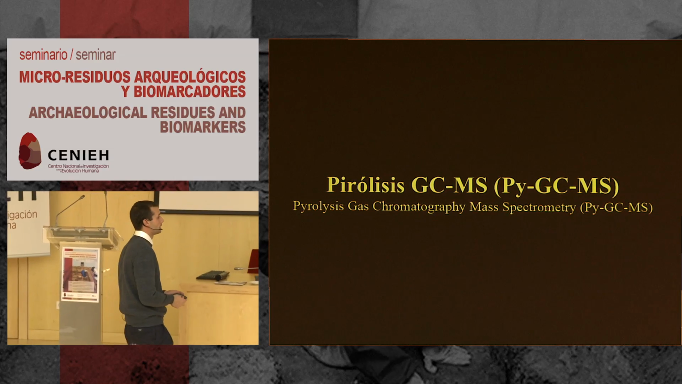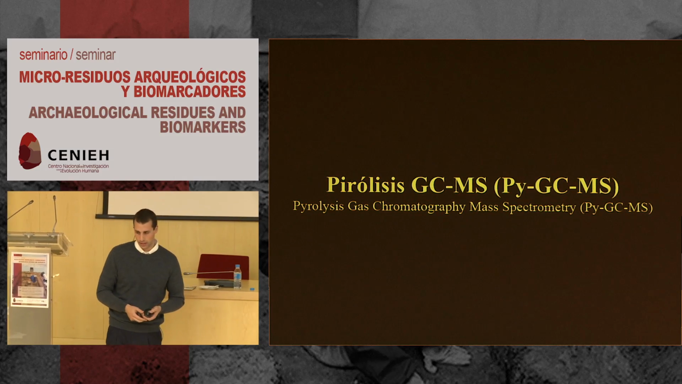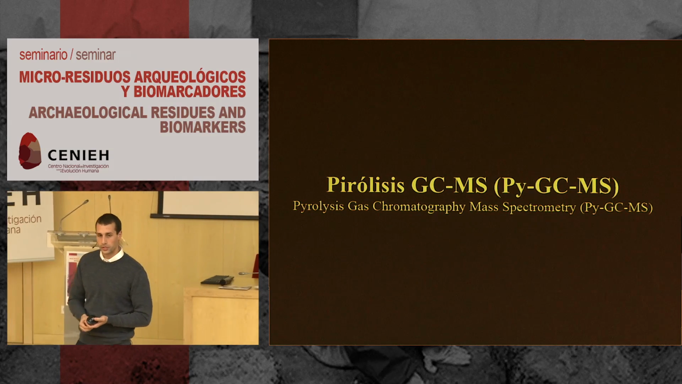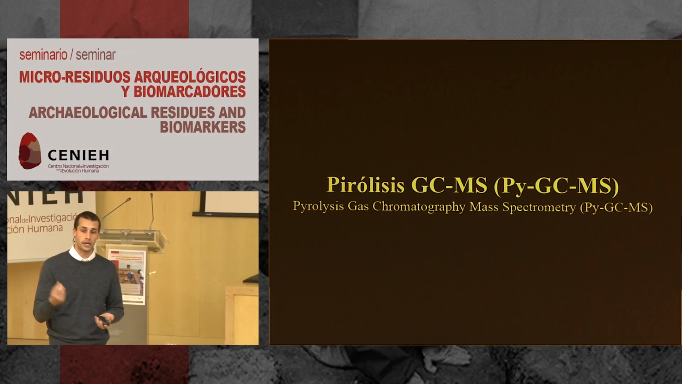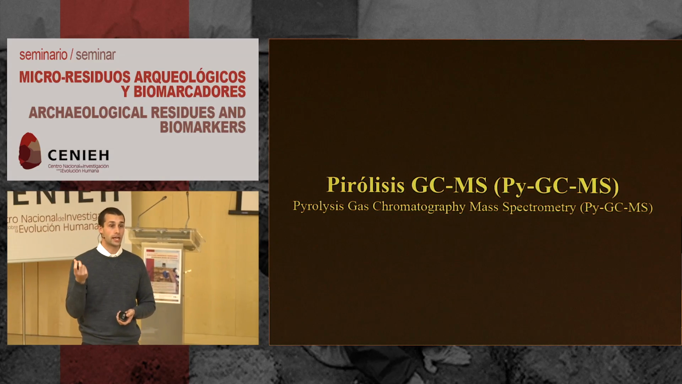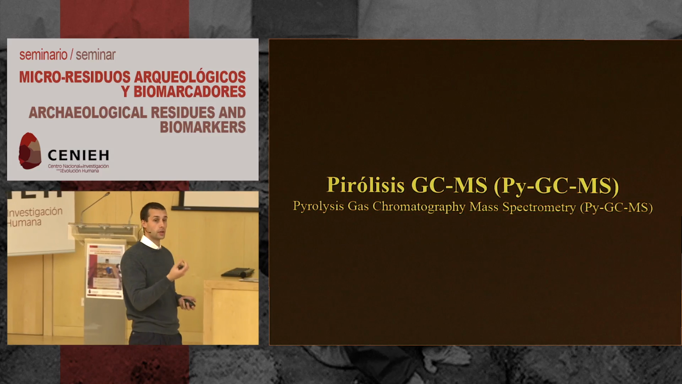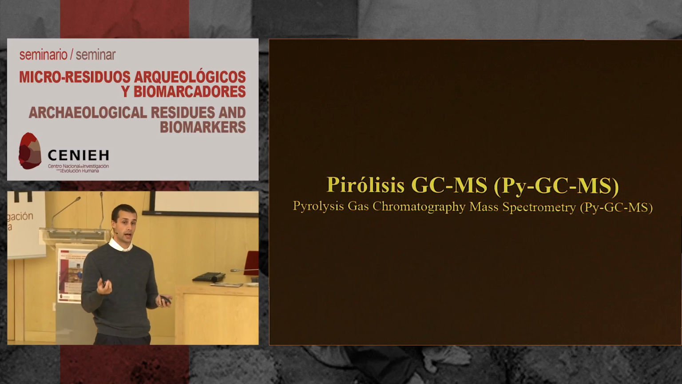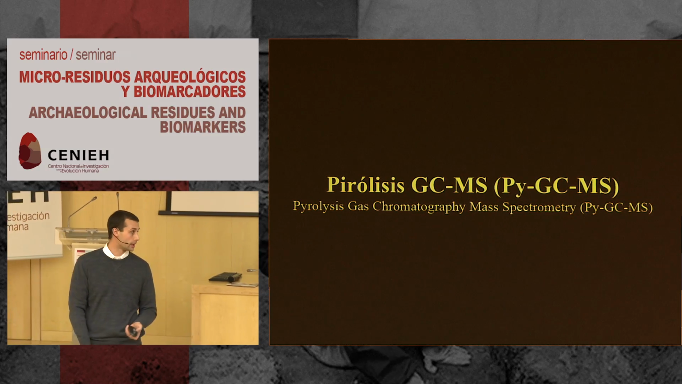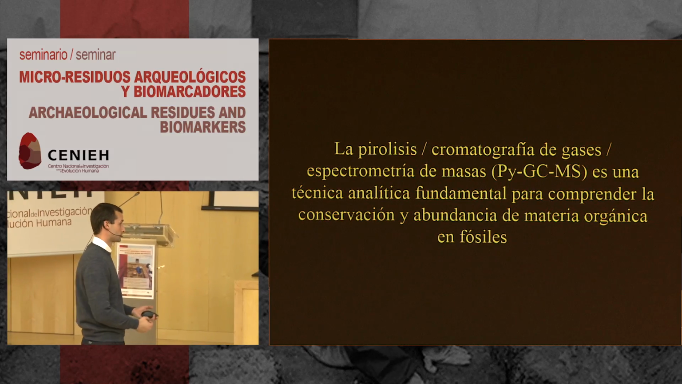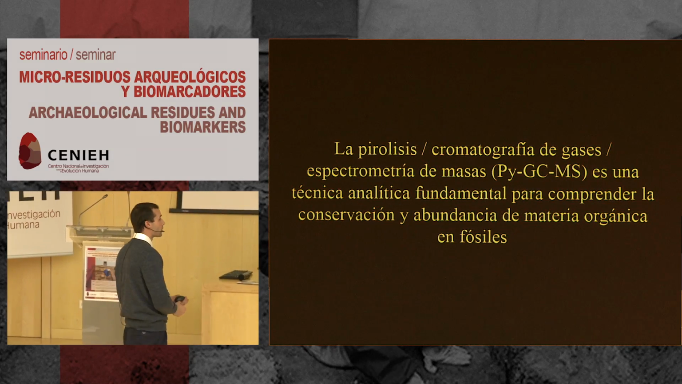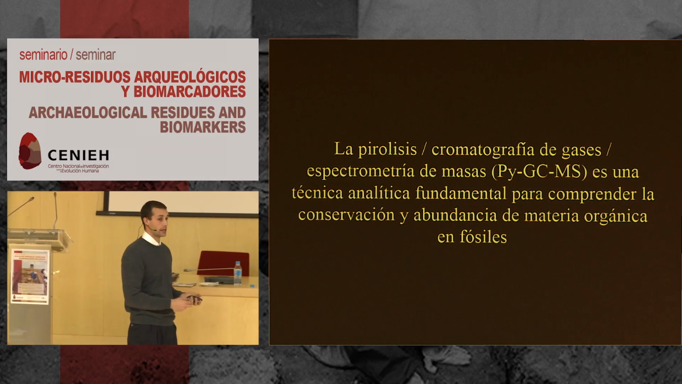And this final technique that's really emergent in paleoanthropology is pyrolysis. What that really is, you take your sample, you heat it really high, like 600 degrees Celsius, and the molecular fragments that result are how you analyze and say what you're looking at. This is great for looking at the conservation and abundance of samples.